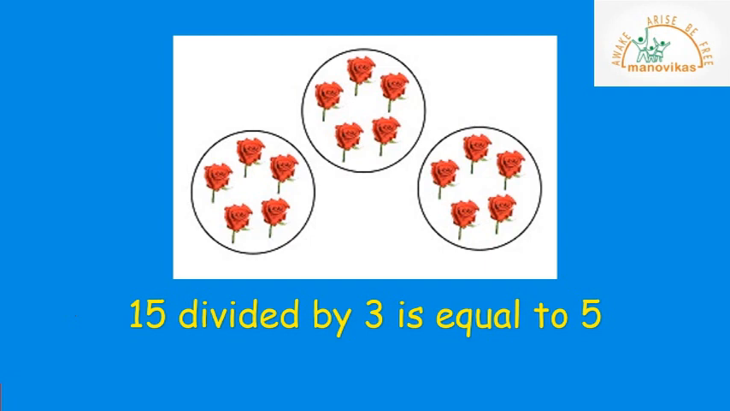Here we can see 3 groups with 15 red roses. Each group has 5 roses and the groups are 3. So when we divide 15 by 3, we get an answer, or the quotient, as 5.